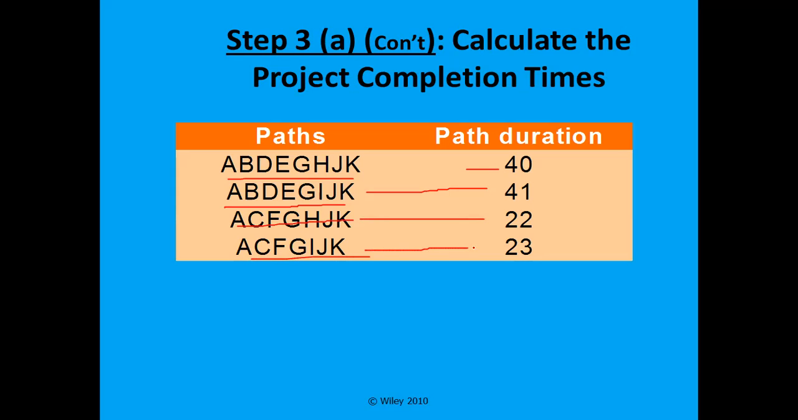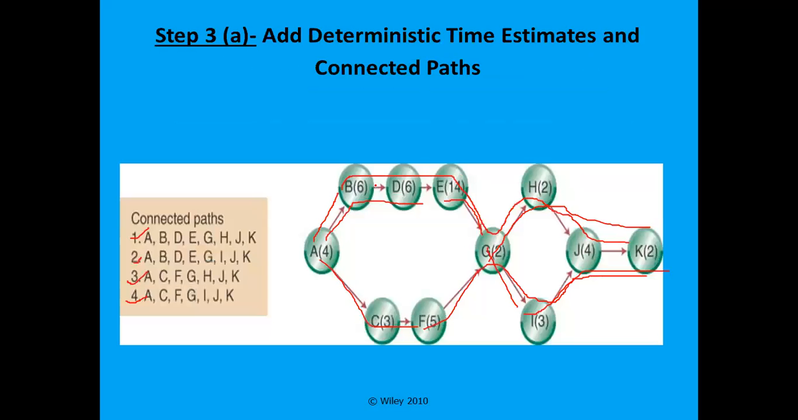ACFGIJK is 23 weeks. So for the path duration, which one is the largest number? 41 is the largest number. For 41 is a critical path, we have to confirm. OK, so ABDEGIJK. So this is the longest path, which is nothing but the critical path method.